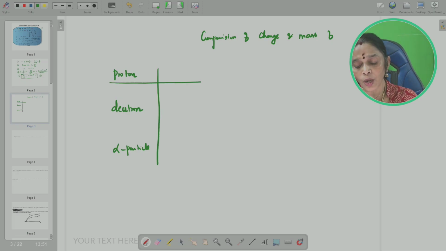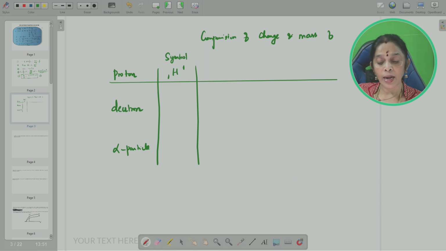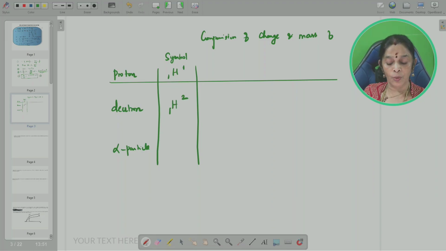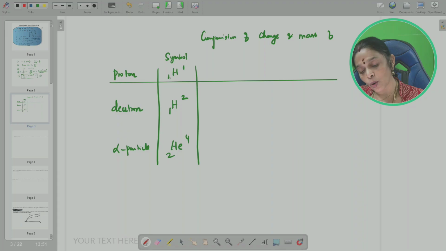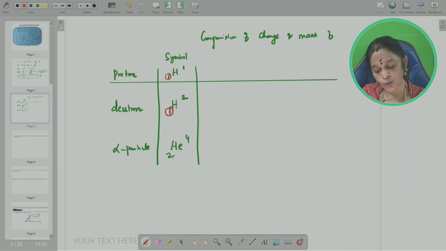Children, how do you write proton? Proton is symbolized as H11, that is the symbol for proton. So now I know the proton symbol, next is the deuteron symbol H12. Next the alpha particle symbol He24. And which is charge here? The subscript is called charge, the superscript is called mass. So let me write the charge and then the mass, and compare.